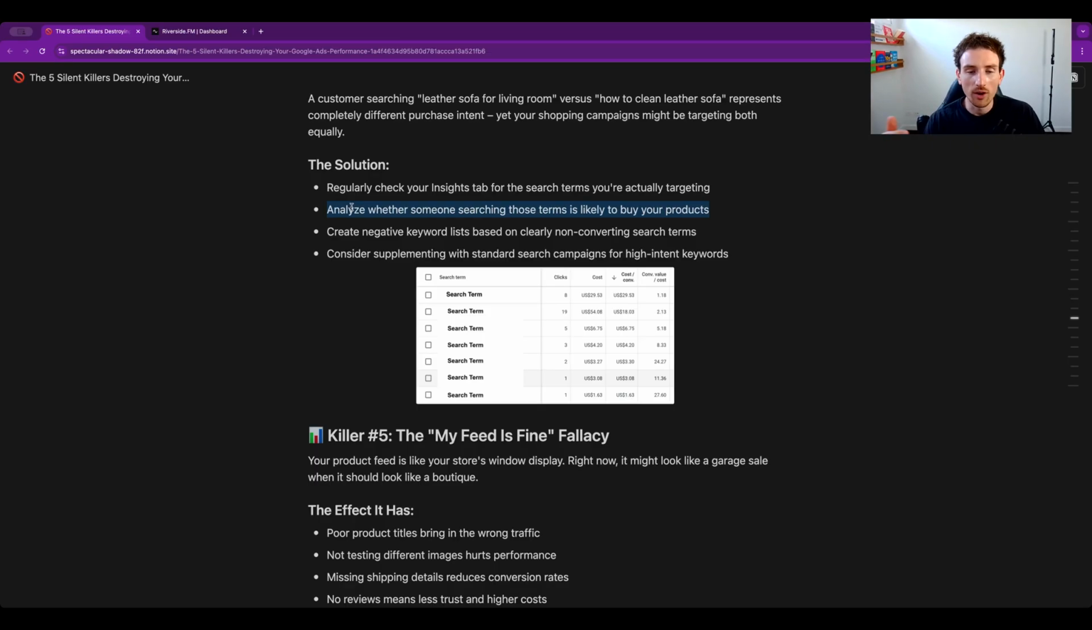So another thing to do as well when you're trying to do this is you're probably thinking, but which keywords will convert? Just analyze whether someone searching for those particular keywords that you see there is likely to buy your products. You will know based on the products that you sell. If you're selling mushroom coffee and someone's typing in mushroom coffee, that's probably a pretty good search term to spend on. But if they're typing in just portobello mushrooms, which is a type of mushroom, they're probably not likely to buy from you. You need to create negative keyword lists or just exclude those keywords.